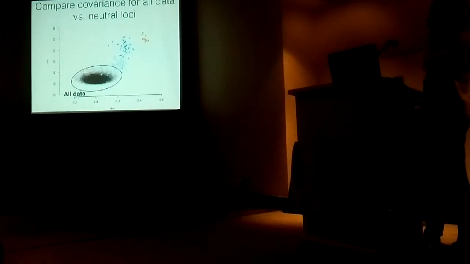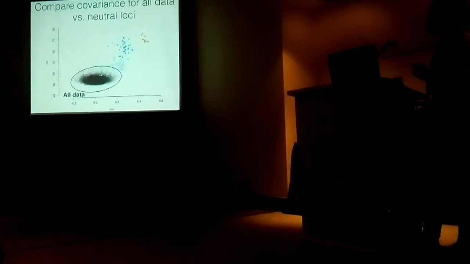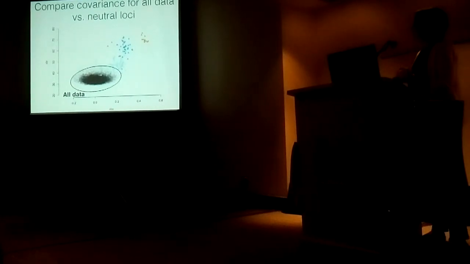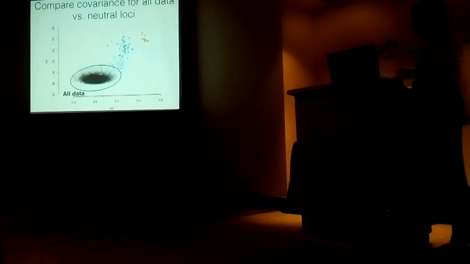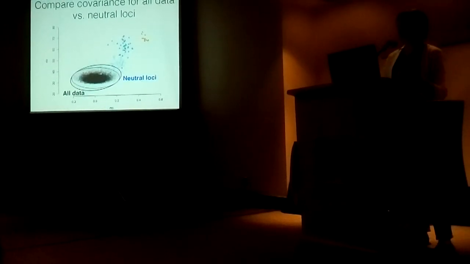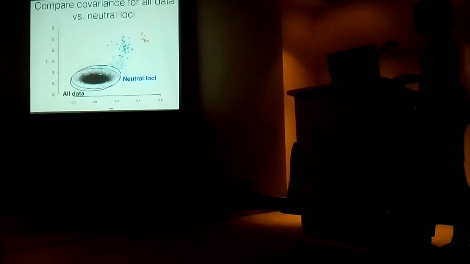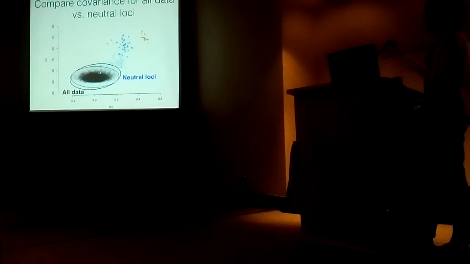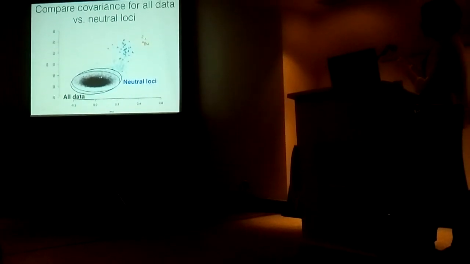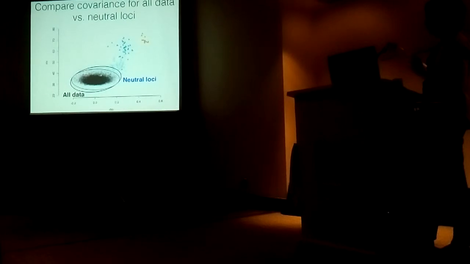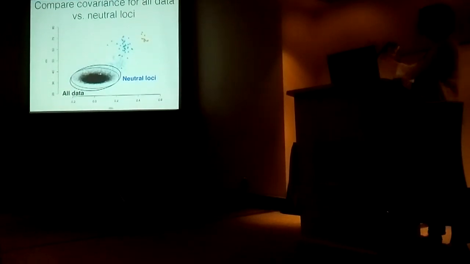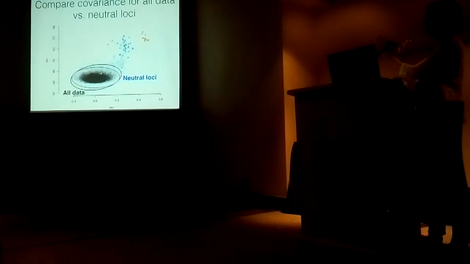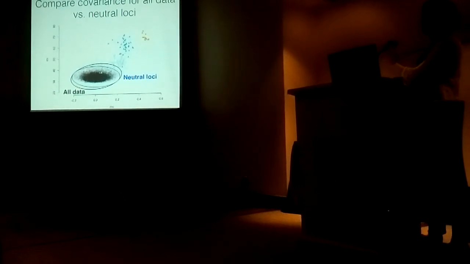And what I wondered was whether the calculation of covariance was getting biased by the presence of selected loci in the data set. And so I compared the covariance for all data, shown here, visualized in black, to the covariance for just neutral loci, shown here in blue. And the covariance for the neutral loci was smaller, showing that the presence of the selected loci in the data set did bias the covariance. And this is just in 2 dimensions. So you can imagine that this effect adds up as you add dimensions onto the data.